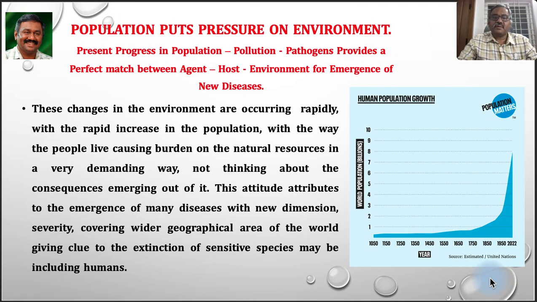Population puts pressure on environment. These changes in the environment are occurring rapidly with the rapid increase in the population, with the way people live, causing burden on the natural resources in a very demanding way, not thinking about the consequences emerging out of it. This attitude contributes to the emergence of many diseases with new dimensions and severity, covering wider geographical areas of the world, giving a clue to the extinction of sensitive species, maybe including humans.